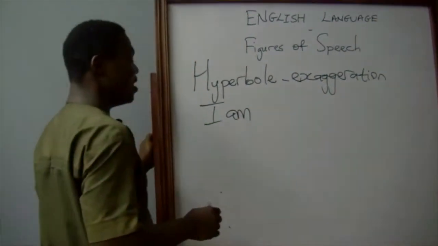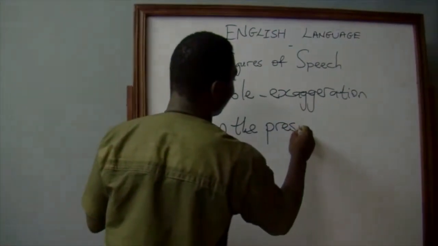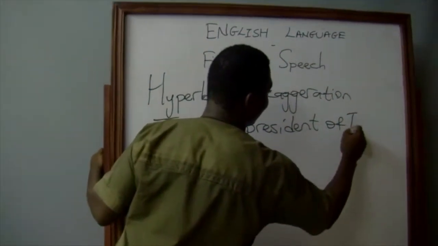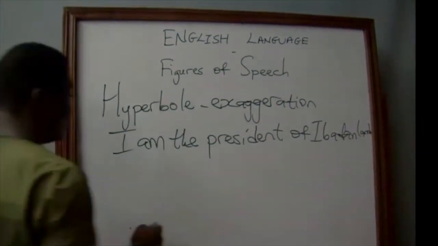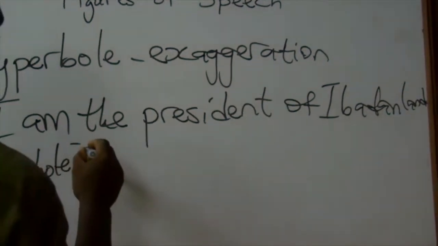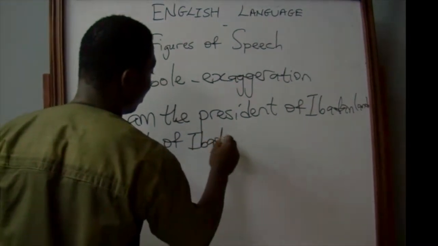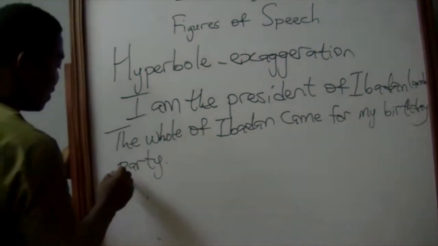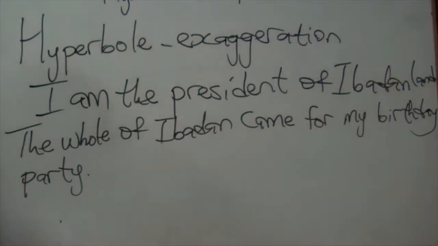Perhaps I can say I am the president of Ibadan land. I am the president of Ibadan land. Or the whole of Ibadan came for my birthday party. So that's an exaggeration, because for sure, some people will not come, some people will not be in attendance, no matter what you do.